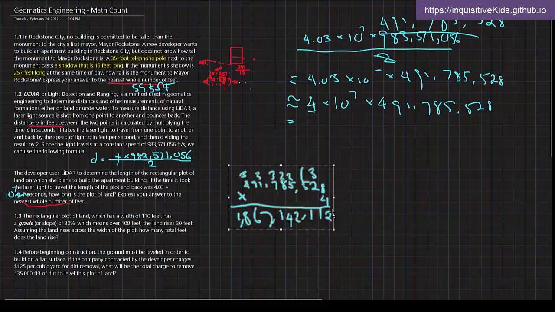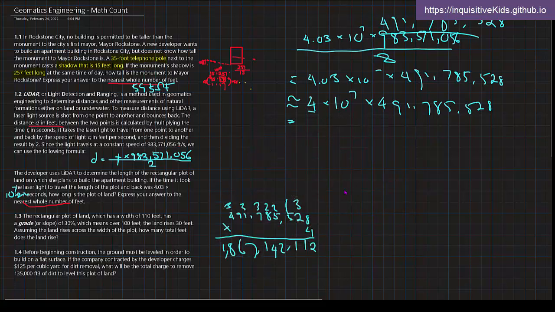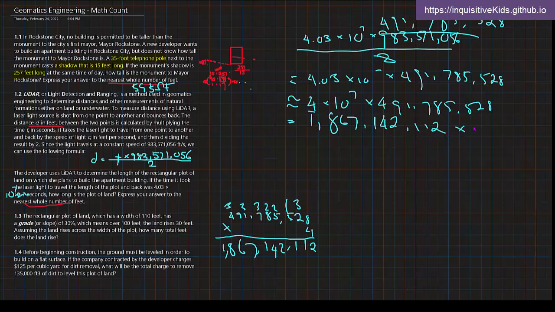What we have next right here is a really big number, 1,867,142,112. Times that with 7. Really, all we're doing is adding 10 more 7s in the back. So how long is a plot of land? That would be 1,867,142,112. We're not done yet.